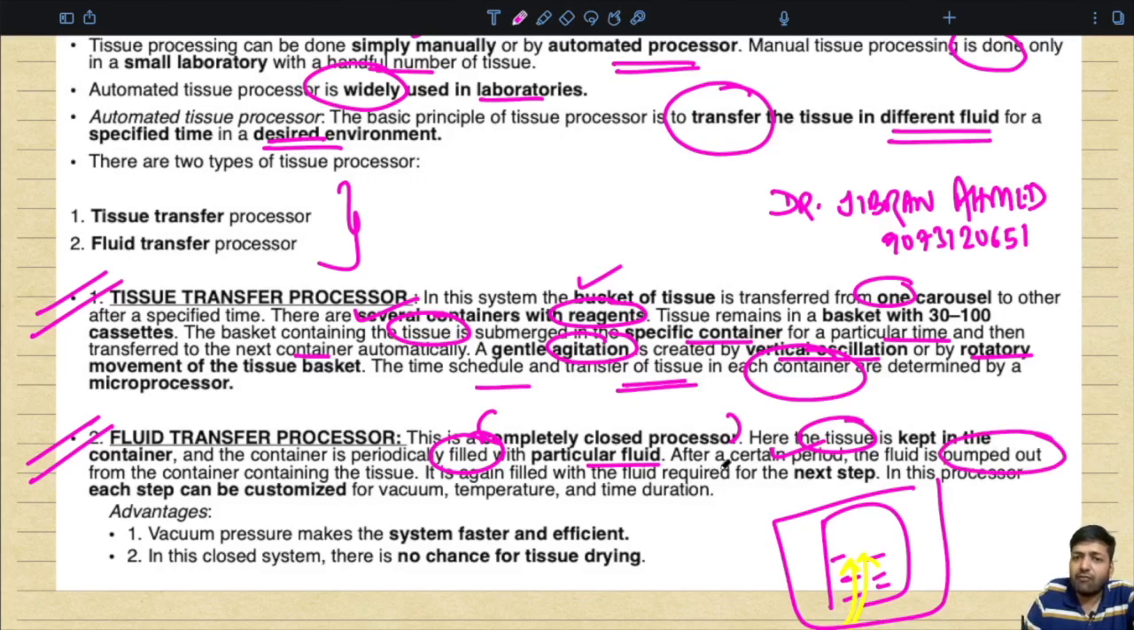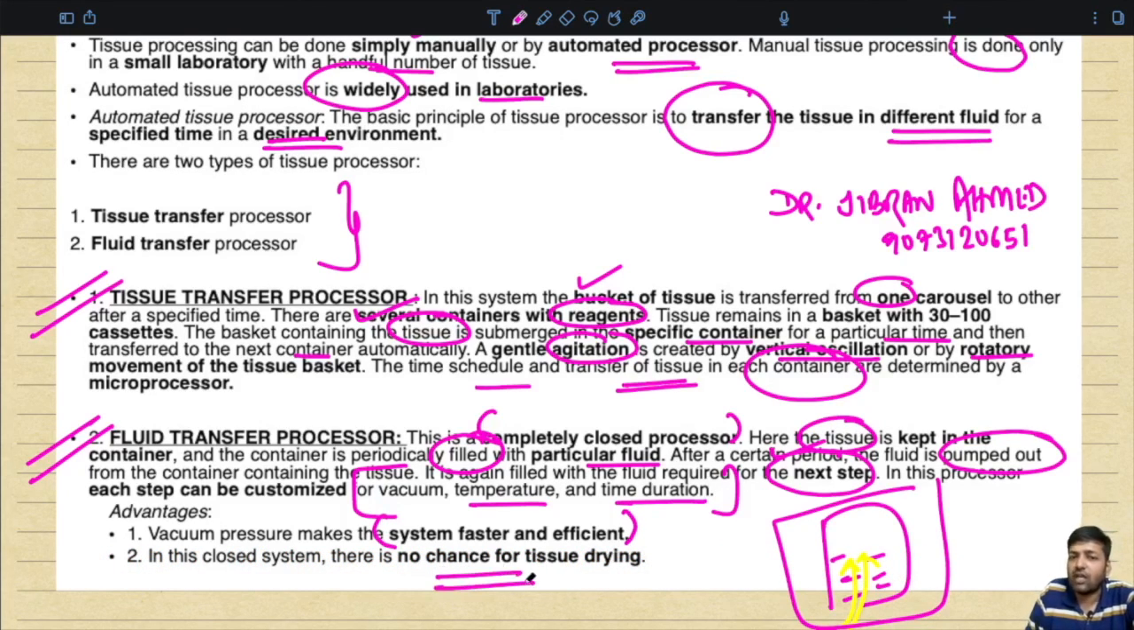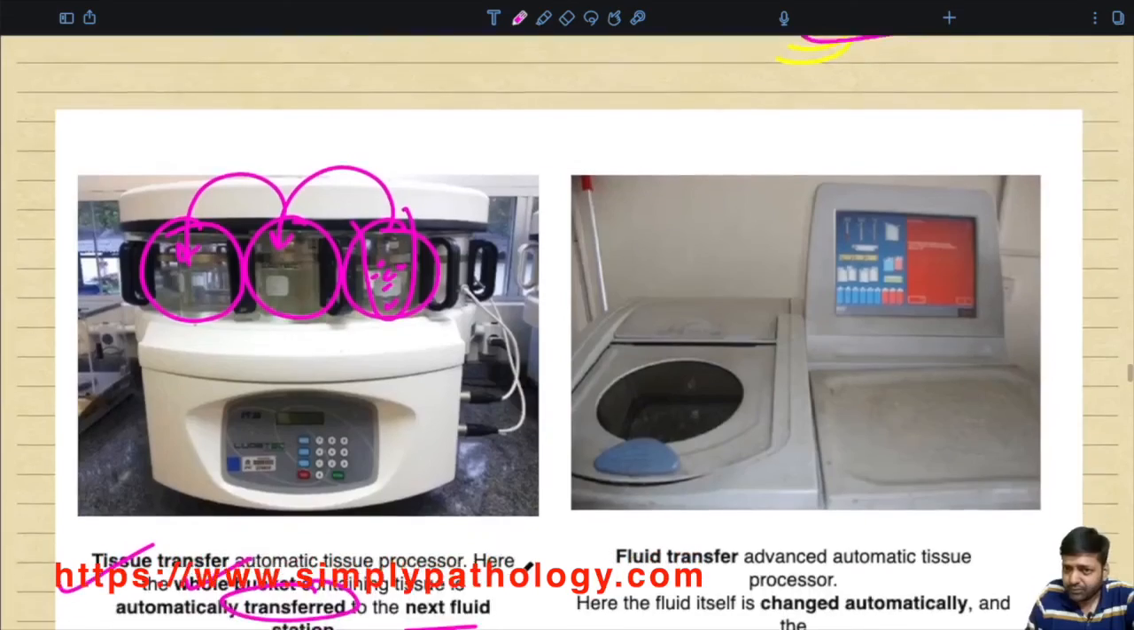After a certain period, the fluid is pumped out from the container containing the tissue. It is again filled with the fluid required for the next step. In this processor, each step can be customized for vacuum, temperature and for a specified duration of time. So what are the advantages over here? The vacuum pressure makes the system faster and efficient, and in this closed system there is no chance of tissue drying at all.